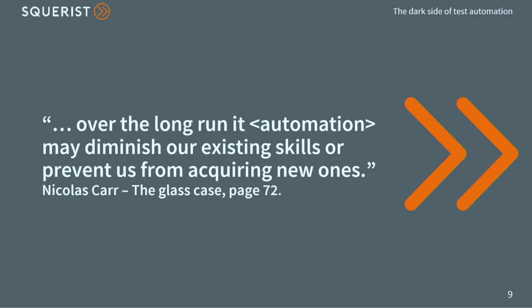So, one thing to round the introduction up. Over the long run, Nicholas Carr means automation may diminish your existing skills or prevent us from acquiring new ones. And sometimes I would say, quote me on things, quote Nicholas Carr on this one.